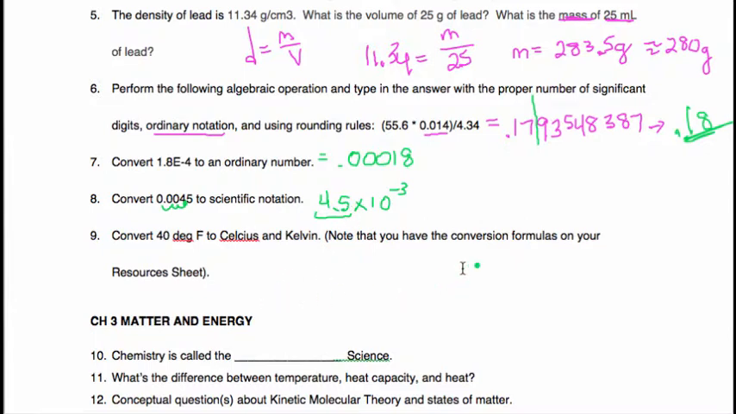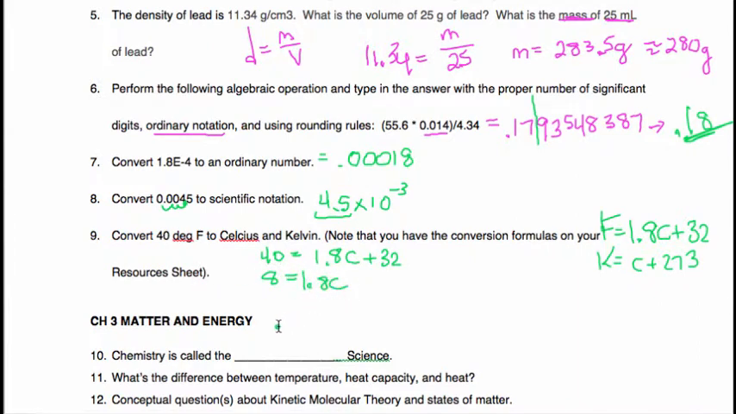Number 9 is a temperature conversion problem. You do get these formulas on the exam, on the resources sheet. So just put them over here. Fahrenheit is 1.8 Celsius plus 32. Kelvin is Celsius plus 273. In this problem, I'm given Fahrenheit, so it would be 40 equals 1.8 C plus 32, so I'd subtract 32. It would be 8 equals 1.8 C, and if you punch this in, 8 divided by 1.8 is 4.4 degrees Celsius. So therefore, my Kelvin is 273 plus that, so it'd be 277.4.